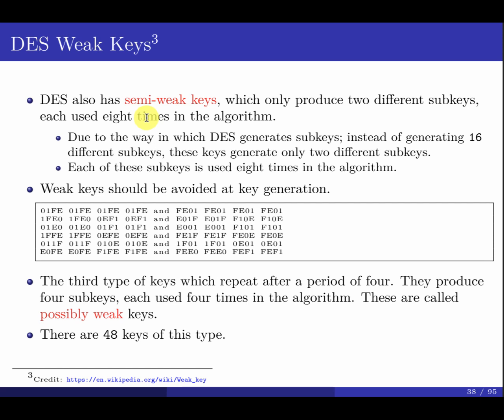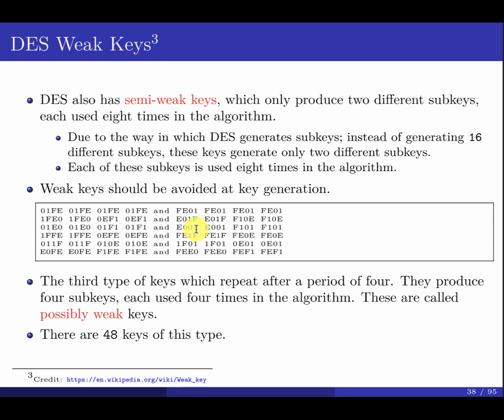We do have a third type of key. We call this one possibly weak. This one is going to produce 4 unique subkeys out of 16, not 2 subkeys. So that's a bad idea. Maybe someone is going to say, okay, we're losing a lot of keys. Actually not. If you take a look, the total number of these keys is 4 weak keys, 16 semi-weak keys, and 48 possibly weak keys.